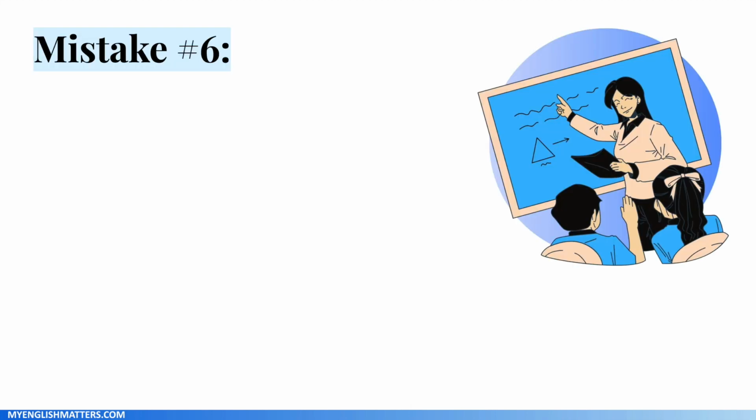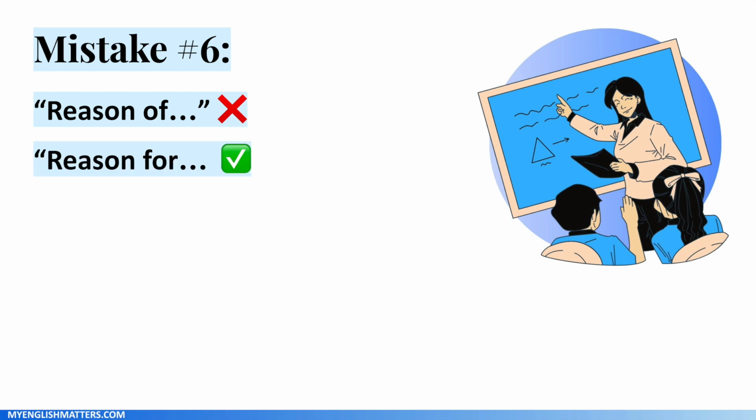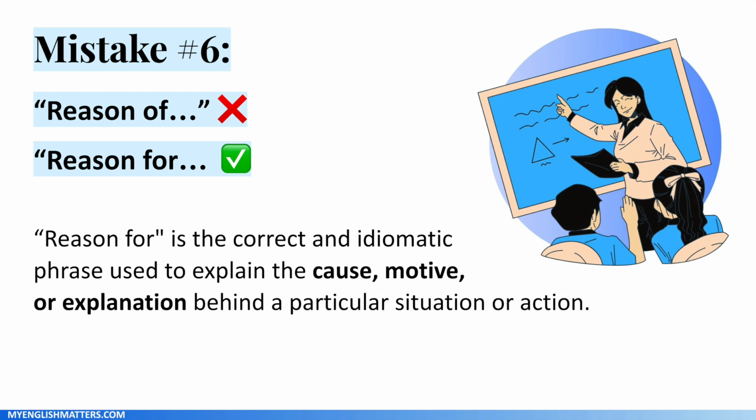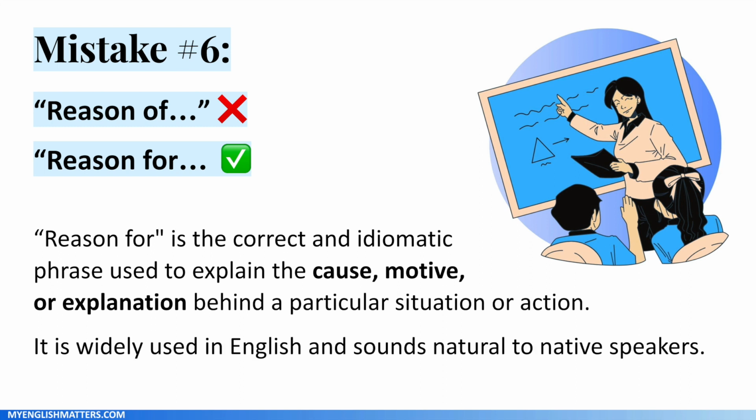Common mistake number 6, saying reason of instead of reason for. Using reason of instead of reason for is another common mistake made by English language learners. Reason for is the correct idiomatic phrase used to explain the cause, motive, or explanation behind a particular situation or action. It's widely used in English and sounds natural to native speakers.